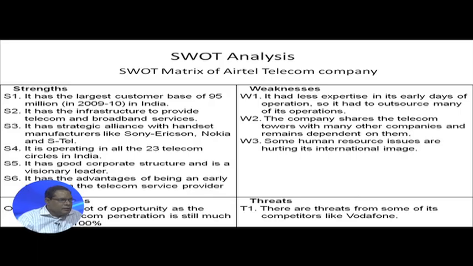The SWOT matrix consists of strengths, weaknesses, opportunities and threats. You can see there are 6 strengths which have been identified and 3 weaknesses. These strengths and weaknesses are particular to the company's internal environment, and the opportunities and threats come from the company's external environment. Now, let us see what are the strengths.